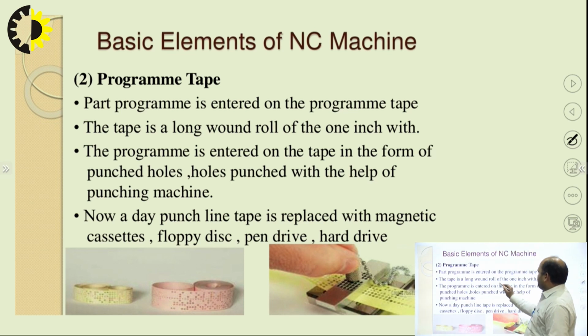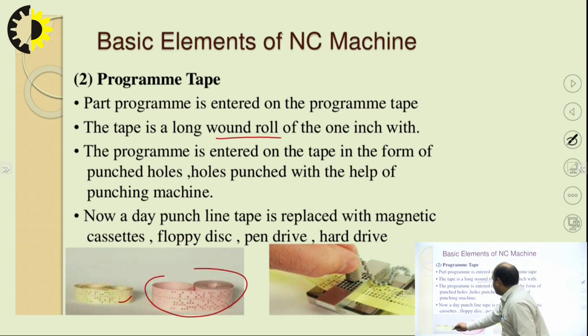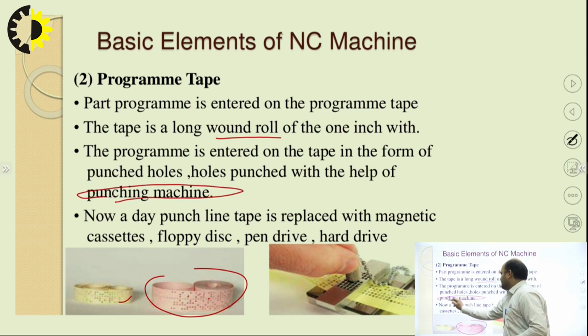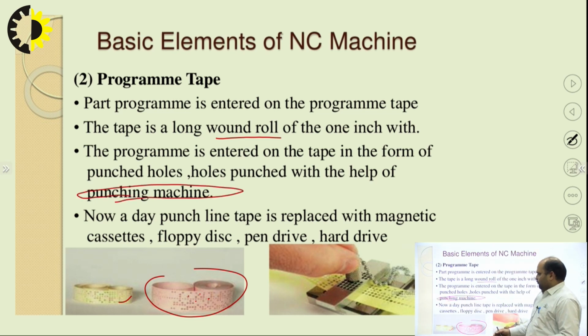Earlier, the programs were entered on program tape. Here we can see the tapes with various holes, and accordingly these punched holes are made with the help of punching machines, and the tape is fed to the machine control unit. Now this punch tape has been replaced by magnetic cassettes, floppy disks, pen drives, hard disks, etc.